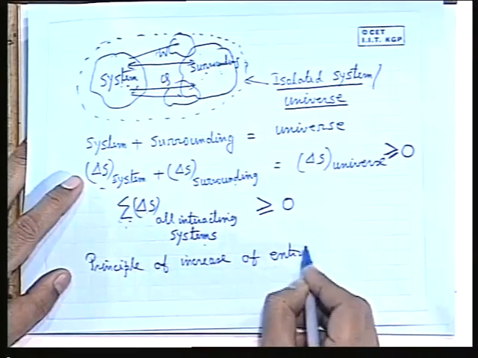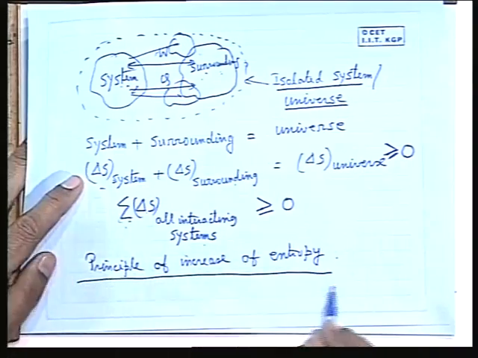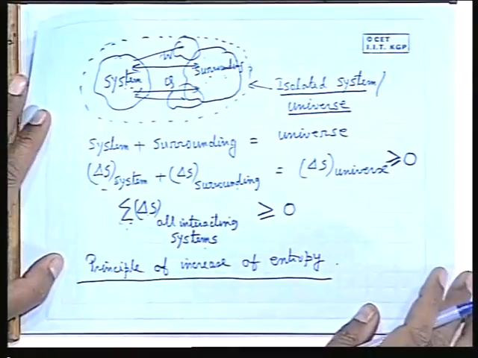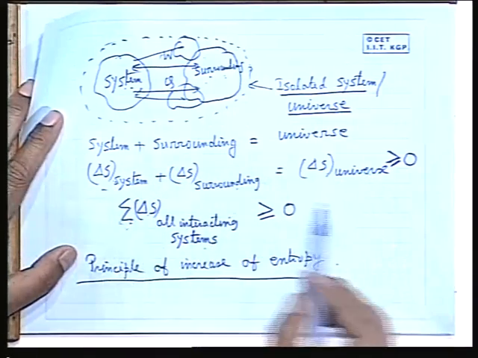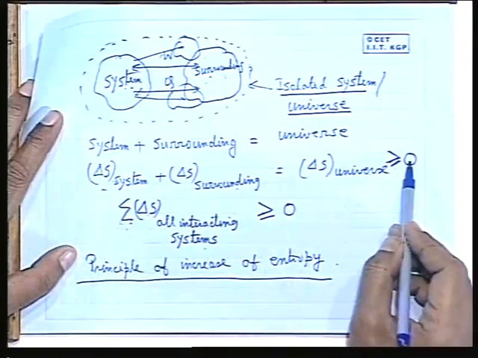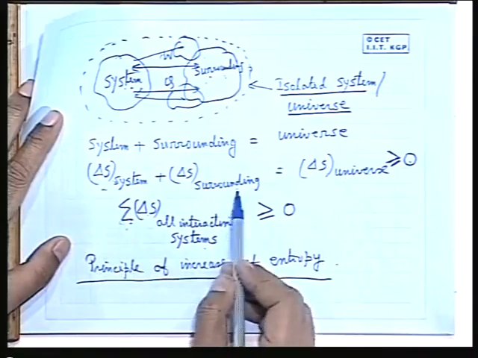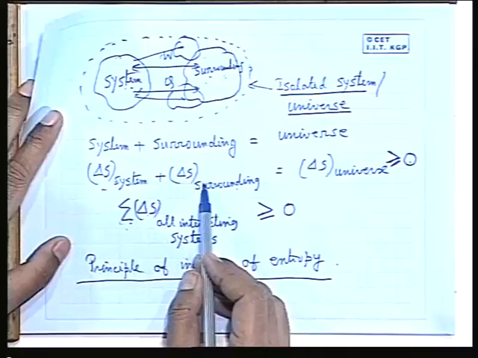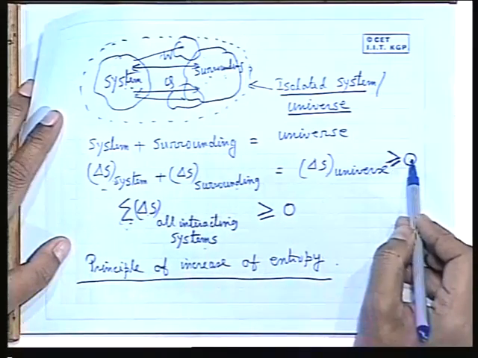It is one of the very useful concepts or corollaries of the second law of thermodynamics that delta S of the universe, that is system plus surroundings, can never be less than 0. It is always greater than 0 for a natural universe, or for a natural isolated system where the interacting processes are irreversible, and in an ideal case it equals 0.